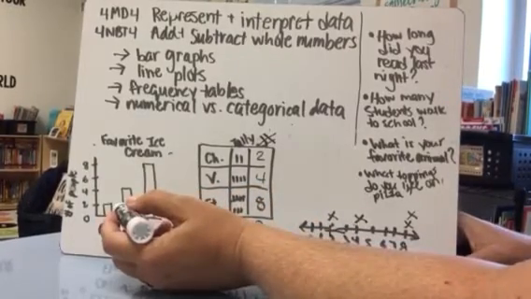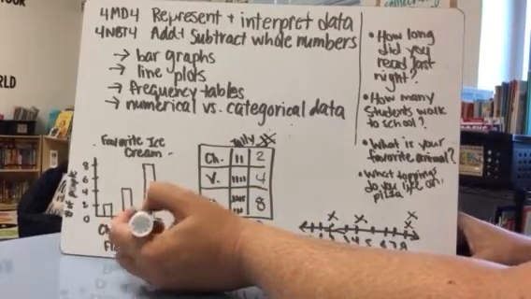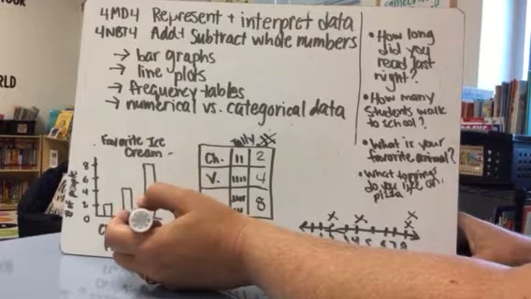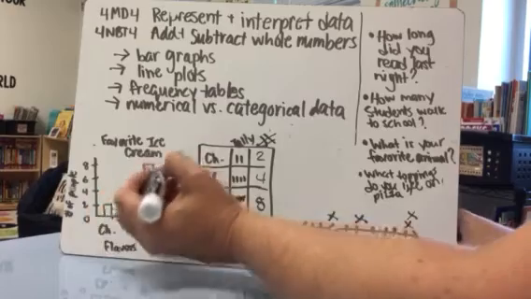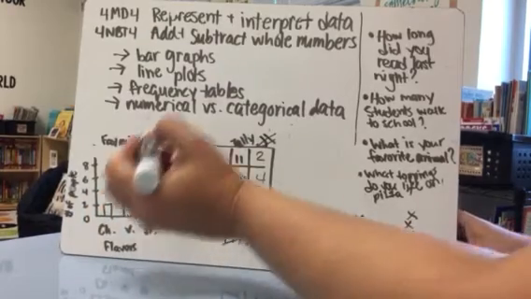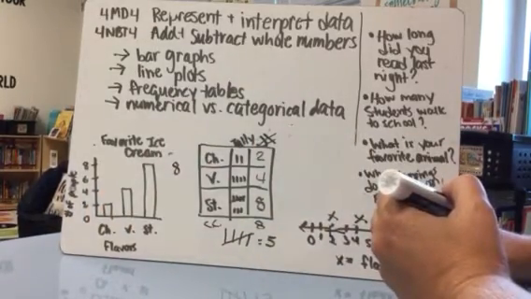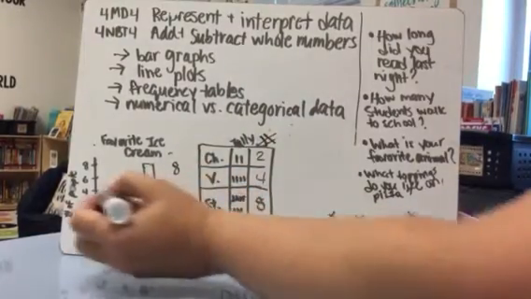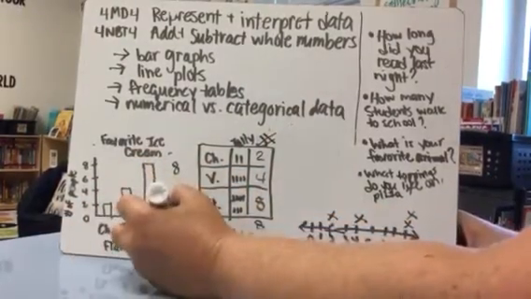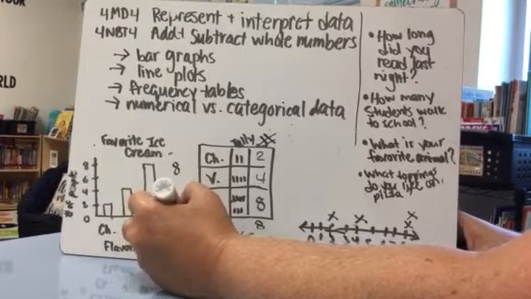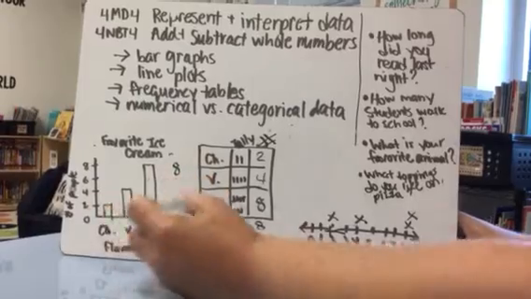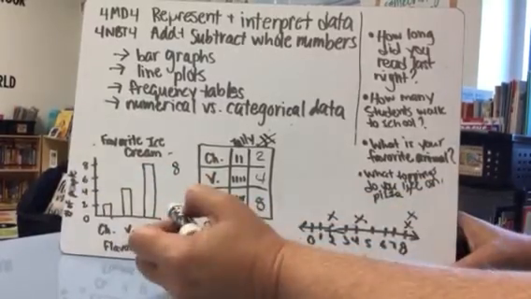So, how many more strawberry than chocolate and vanilla? Strawberry has 8. Chocolate and vanilla combined is 2 plus 4. Sorry about that announcement there. Hopefully that wasn't too disruptive. 2 plus 4 equals 6. So chocolate and vanilla combined is 6.